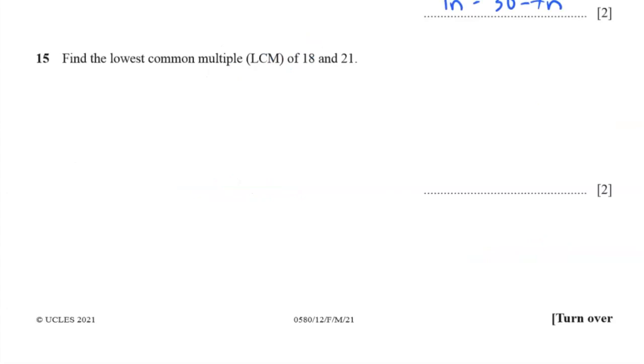Find the lowest common multiple. LCM is lowest common multiple of 18 and 21. All right, so we're looking for a number that 18 divides into, as well as 21 also divides into that same number. There is a process that we can use to solve this. I guess if you didn't know, you could get a calculator and just go, well, what are the multiples of 18? 18, 36, and just keep going and write out the numbers. Then find out the first one that 21 divides into.